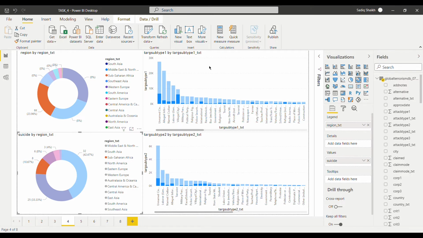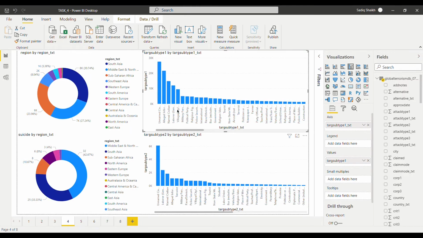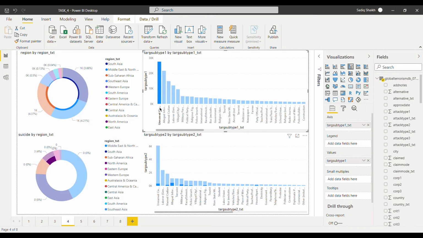Then moving over here, this is the target subtype, which we can say are the types of the targets. As you can see, which kind of people this is, as if we click over here, then we could, yeah, this is a hover over here.